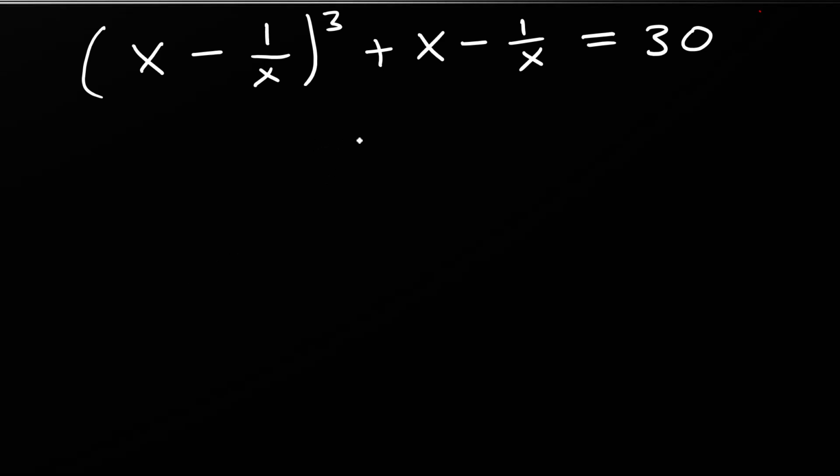Now let's provide the solution to this problem. We are given (x minus 1 over x) all cubed plus (x minus 1 over x) equals 30. Alright, now let's observe something here. We have x minus 1 over x in common here. Okay, so let's take it out and represent it by a variable.